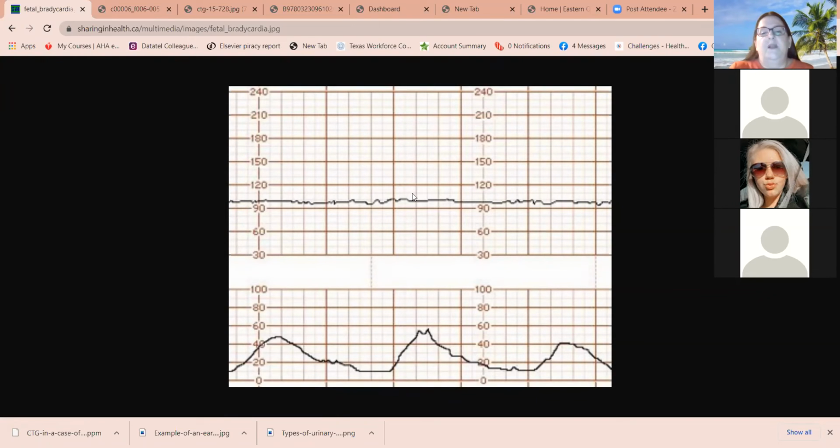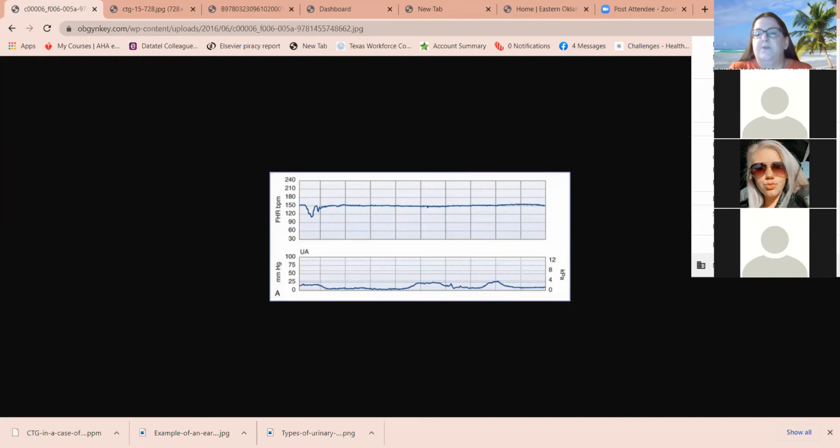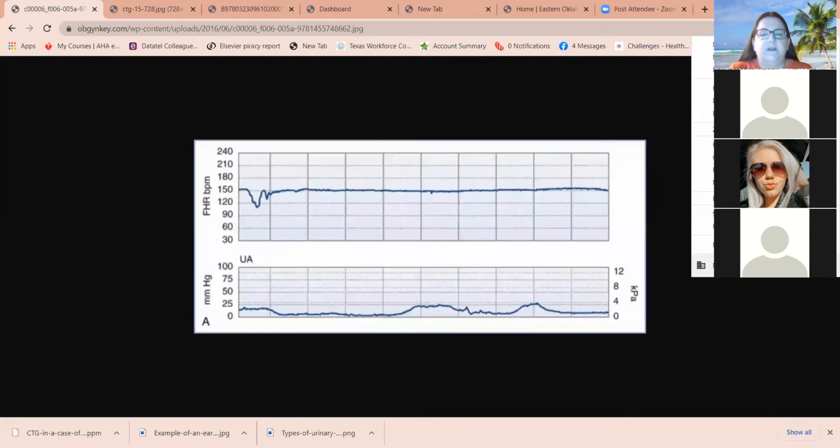Now, what category is this strip? No decels or accels. Good. Category 2. Okay, next one. Got to enlarge this one a little bit, and I don't know how well. Oh, we can see the numbers pretty good.